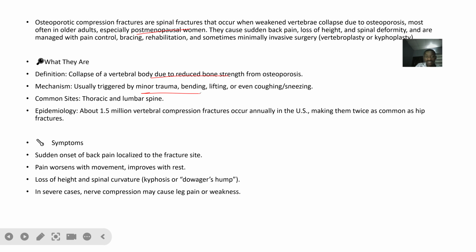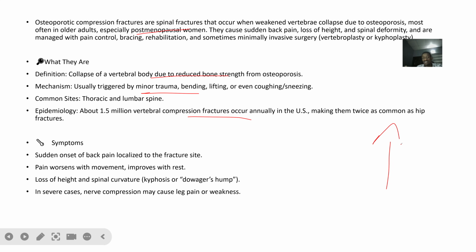So epidemiology, about 1.5 million vertebral compression fractures occur yearly in the USA. So we always look at the USA as what? The alpha and omega. Why? Because they properly always document their cases. These things are occurring in other countries, even higher, but we don't have the data because maybe some of these people don't even go to the hospital. But a USA citizen will always visit the hospital. So that's why we always use the USA.